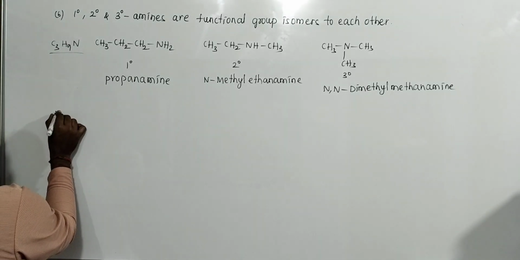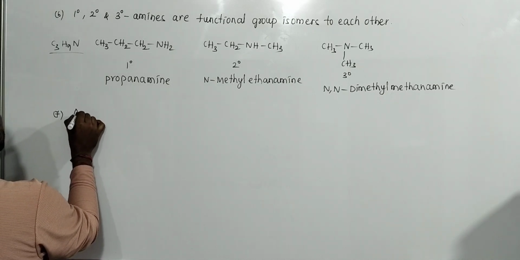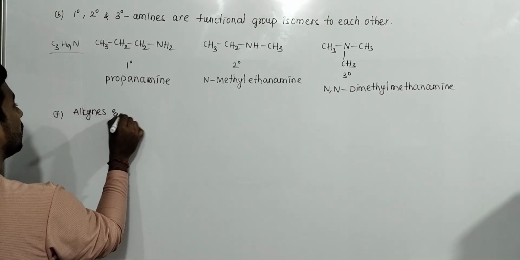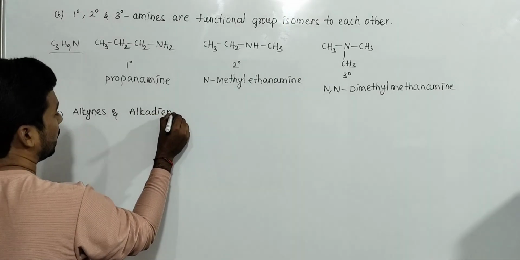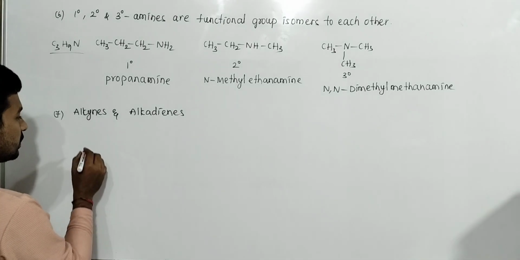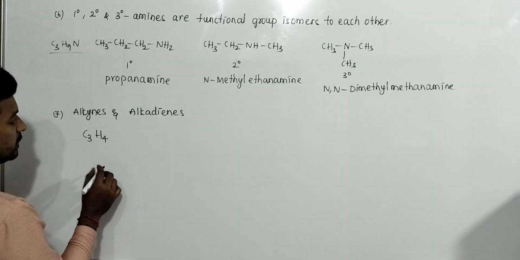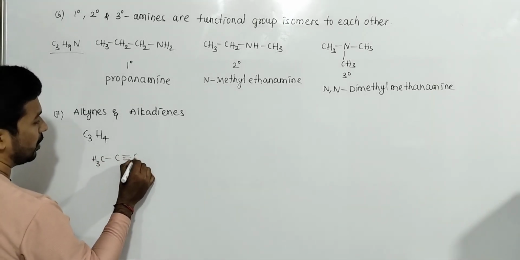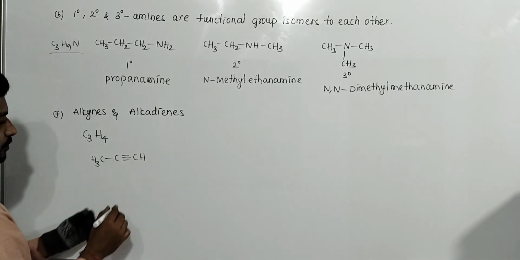Next, seventh one, alkynes and alkadienes. Alkynes and alkadienes are functional group isomers. For example, C3H4, with molecular formula C3H4: CH3, C triple bond CH. 3 carbon atoms, 4 hydrogen atoms.